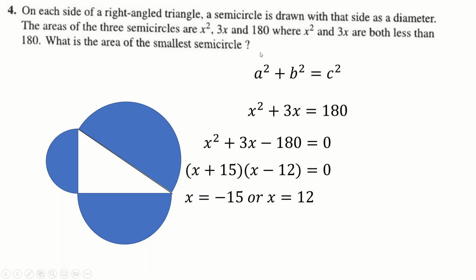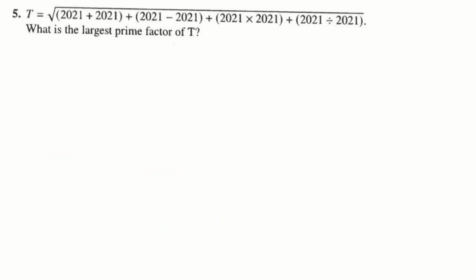X equals minus 15 isn't okay because that makes that a negative area. So the answer is x equals 12. And it says what's the area of the smallest one. Well, 12 squared is 144, 3 times 12 is 36, so the smallest is going to be 36. The answer is 036, because you have to put it as a 3-digit number, so it's just 036.